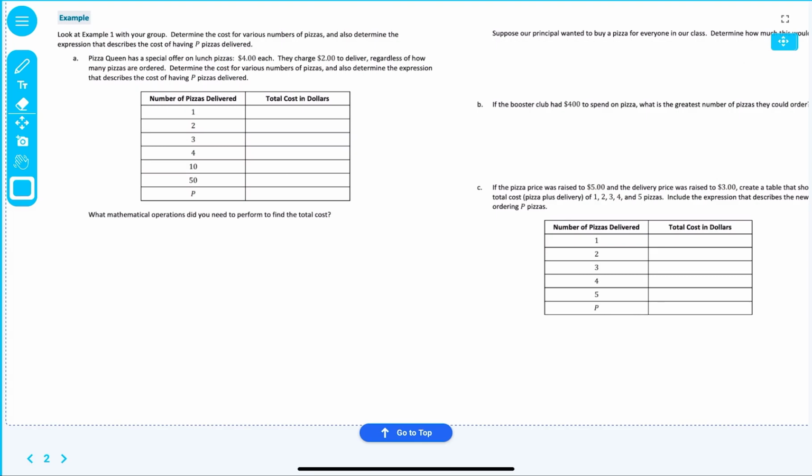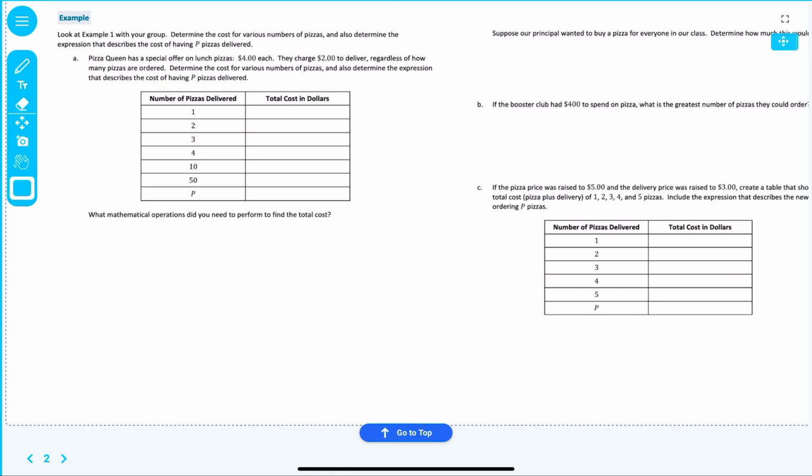It says, look at example 1 with your group. Determine the cost for various numbers of pizza, and also determine the expression that describes the cost of having P pizzas delivered. So, Pizza Queen has a special offer on lunch pizzas, $4 each. They charge $2 to deliver, regardless of how many pizzas are ordered.